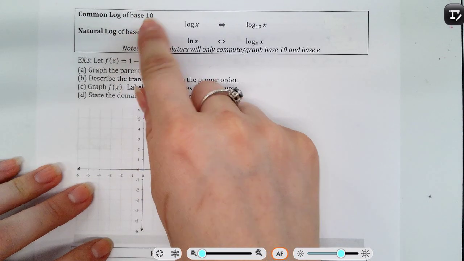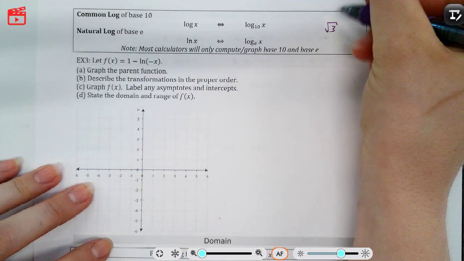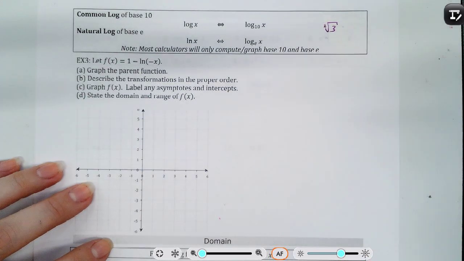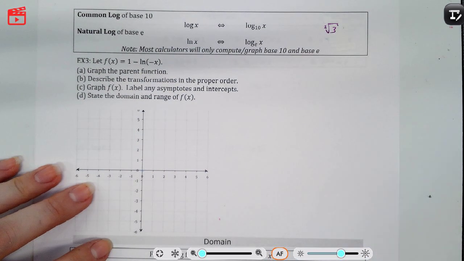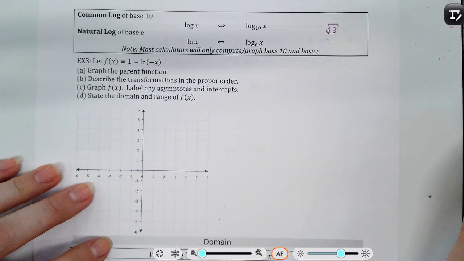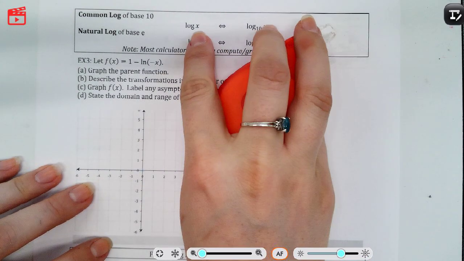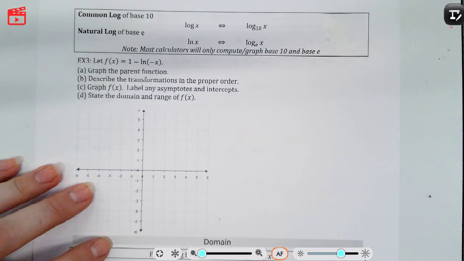So the common log has base 10. Just like when we're normally taking the square root of something, we don't actually put in that 2. Just because we use the square root so often, people have said, you know what? If you don't see a number up there, you're allowed to assume it's 2. Same thing goes for logs. If you do not see a number under the log, you're allowed to assume it's a 10.